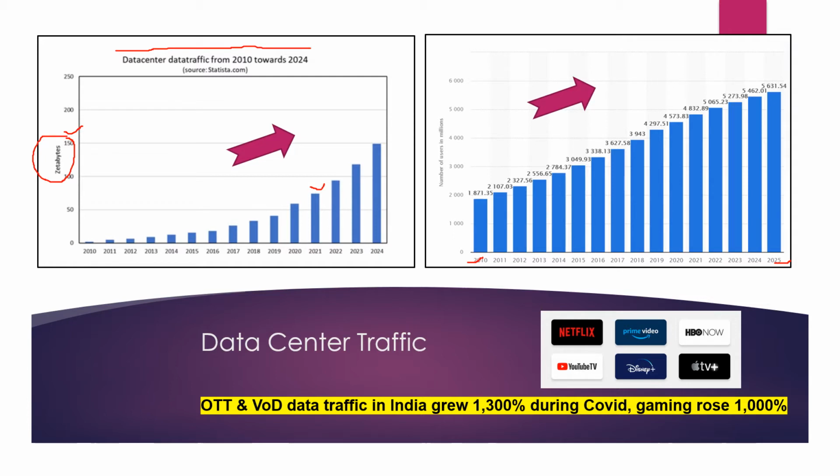There's also a key contributory factor I see during the COVID-19 pandemic, also known as the coronavirus pandemic. Between February and April, at the peak of worldwide lockdowns, global internet traffic surged by nearly 40%, driven by video conferences, online gaming, streaming, and social media. In India alone, OTT and voice and video traffic grew by 1300% during COVID, and at the same time gaming also rose by 1000%.